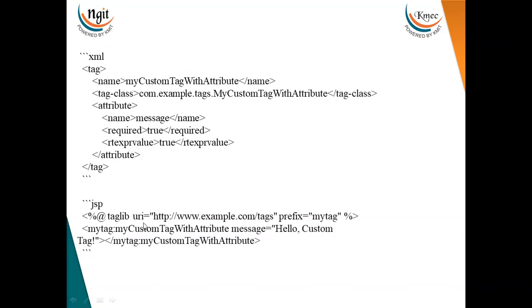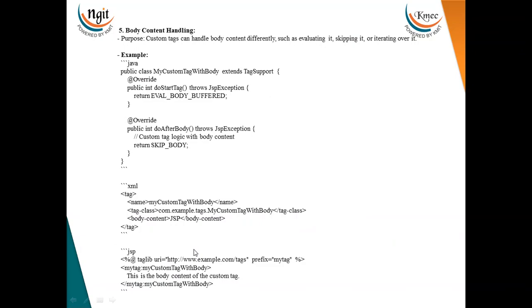Where are we going to store it? In the taglib directive, the URI we need to mention and the prefix we need to mention. My custom tag with attribute message is "hello custom tag". In this way we can use it in the XML or in your JSP.